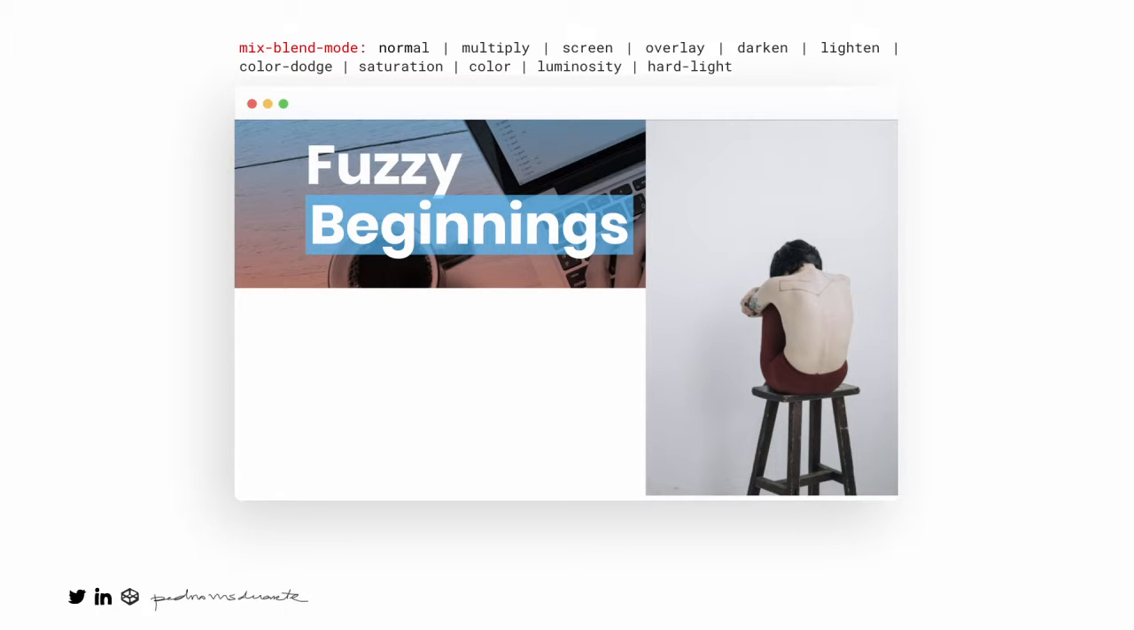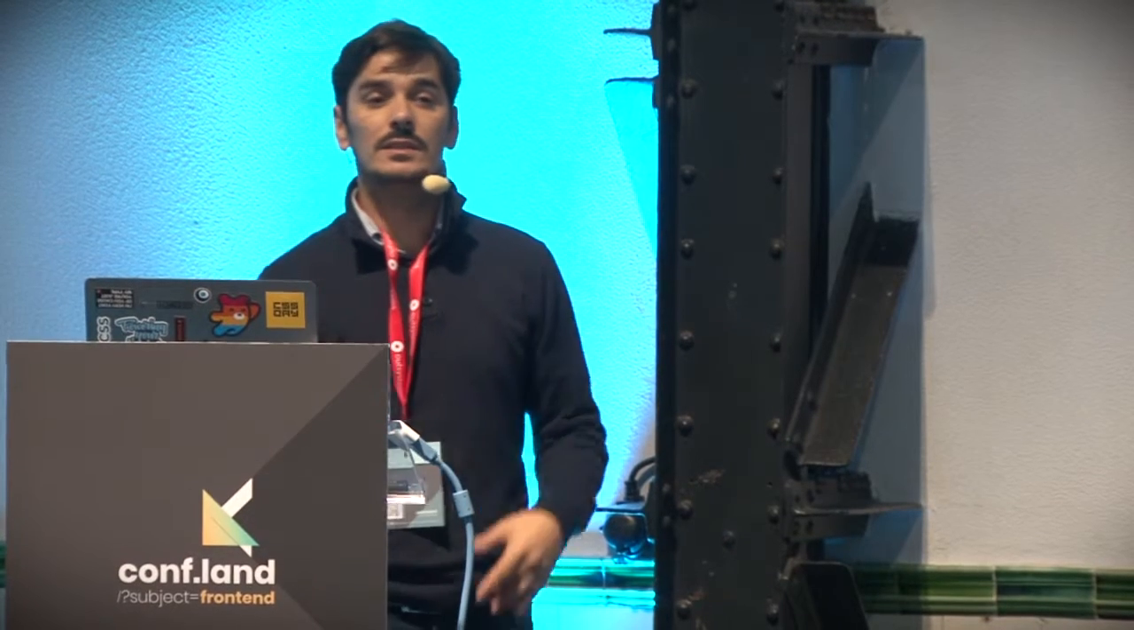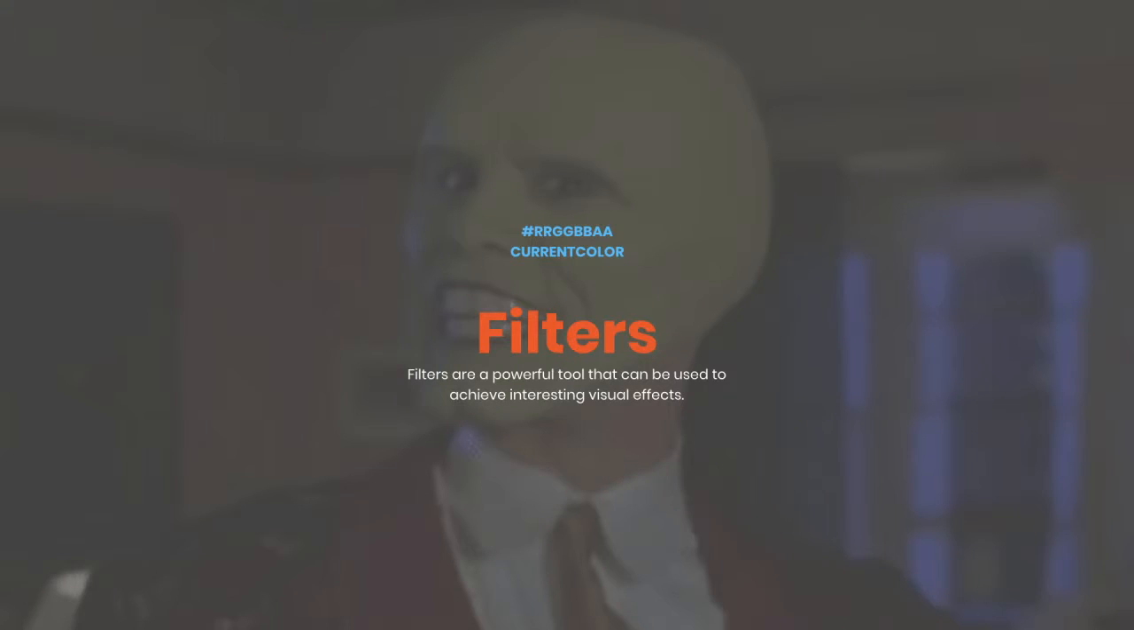Then I inserted another image into the layout, and let's try to make it work by applying some mix-blend-mode. I applied mix-blend-mode to multiply, and that's the result. Because it doesn't look good, we'll need to use another CSS property to apply some filters.